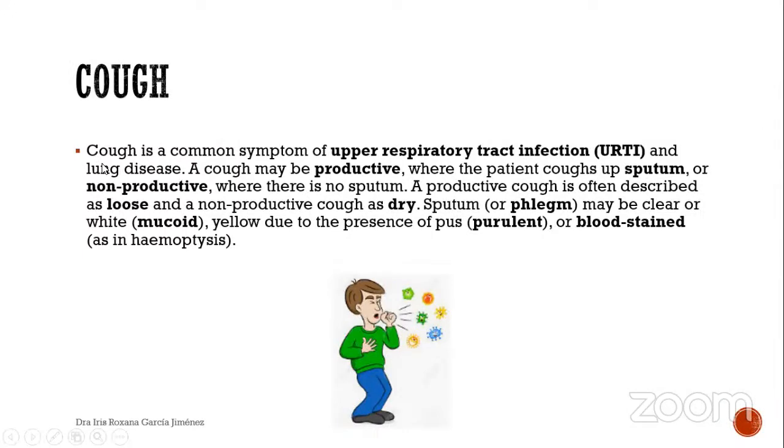We know we got cough, we know that it's something in the respiratory system. A cough might be productive, where the patient coughs up sputum, or non-productive, where there is no sputum. A productive cough is often described as loose, a non-productive cough as dry. The sputum or phlegm may be clear or white mucoid, yellow due to presence of pus, purulent, or blood-stained, as in hemoptysis. So you can check.